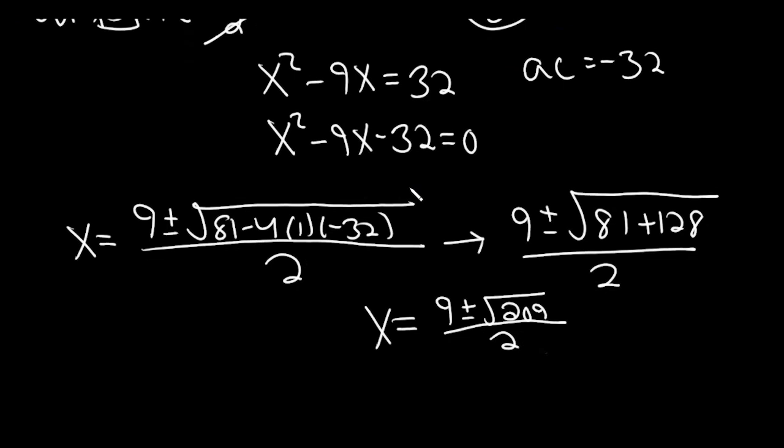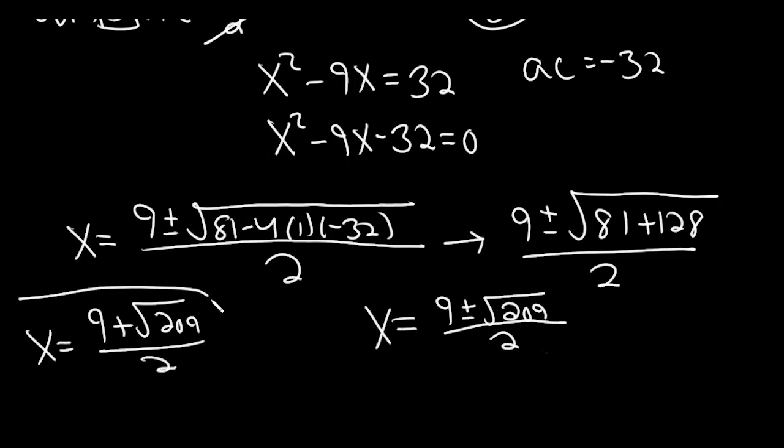So that positive version is going to be fine, meaning the following. We know that x equal to 9 plus the square root of 209 divided by 2 will in fact be a solution. I'm going to go ahead and box that in, okay?